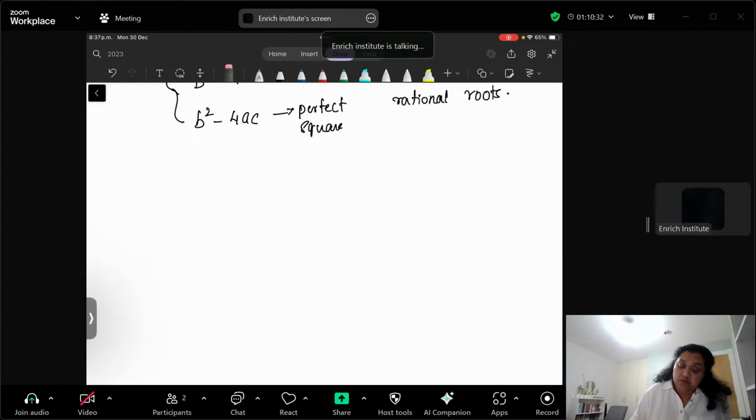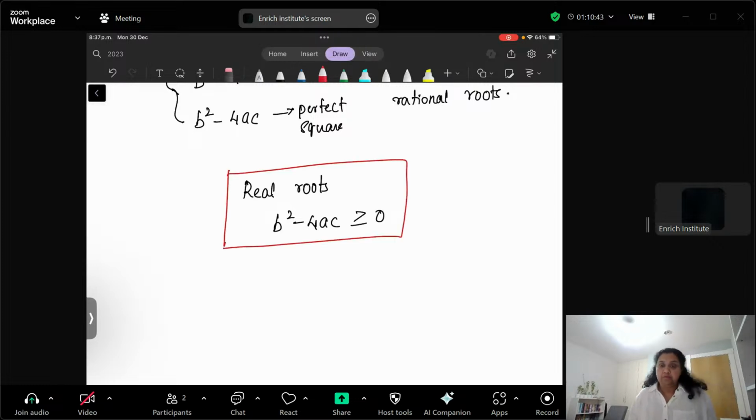For real roots, b square minus 4ac is greater than or equal to 0. So this is what you have to remember. Okay, we have questions on this. We will work on these questions.